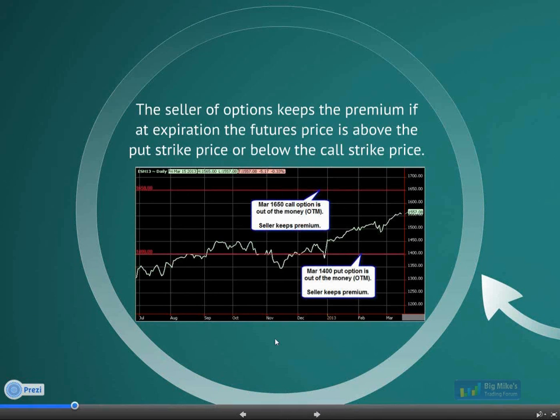So in this example on ES or E-mini S&P 500s, if you sold a 1650 call, it's out of the money because the futures ended up at 1557, you would keep your premium. If you sold a March 1400 put, you would also keep all the premium you sold it for minus your costs because that's below the 1557.